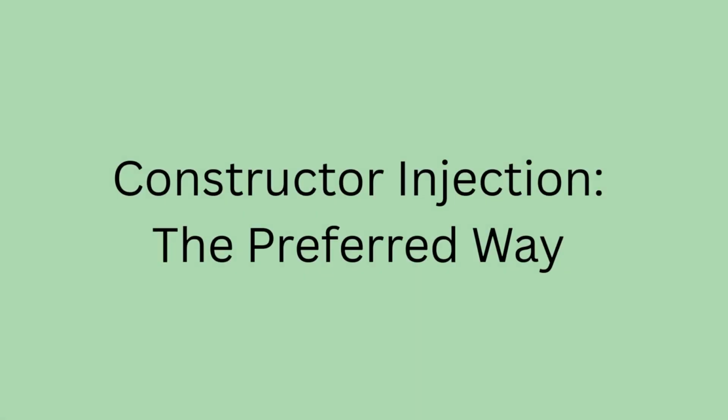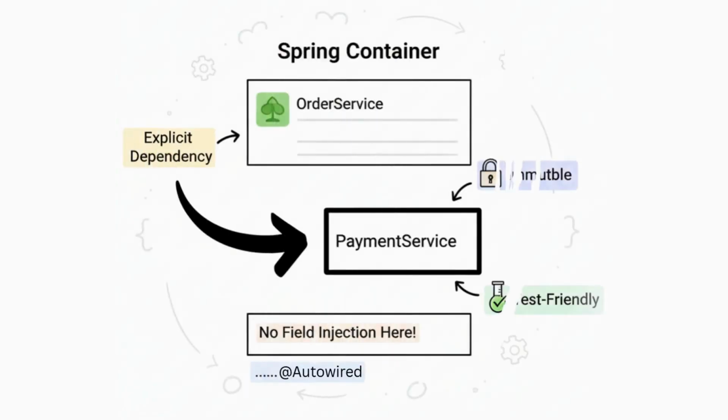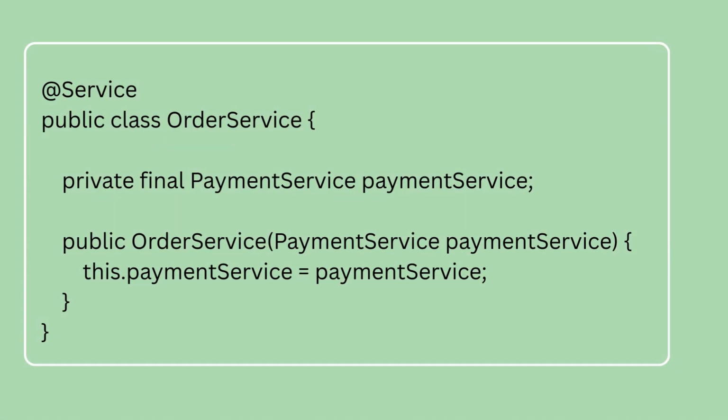Constructor injection, the preferred way. Modern Spring favors constructor injection. Why? Because dependencies become explicit, immutable, and test friendly. Here you can see the PaymentService is getting injected through the constructor. No annotation needed, Spring already knows what to do.